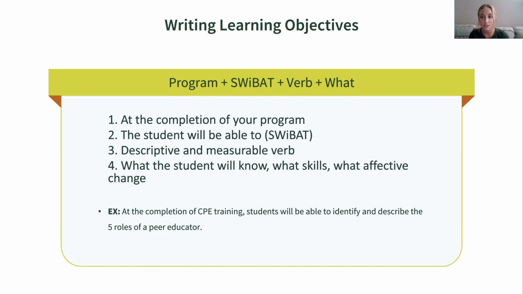So again, at the completion of the program, that's how it is time bound. It's specific because they will be able to identify and describe 5 specific roles of a peer educator. It's measurable again because they're able to identify 5 roles.